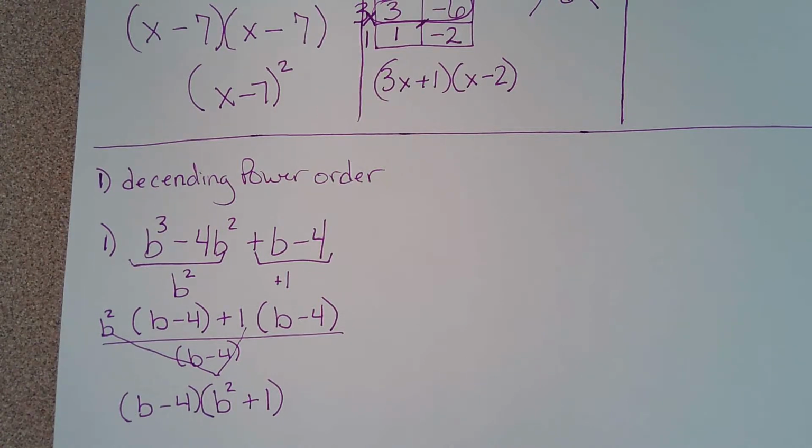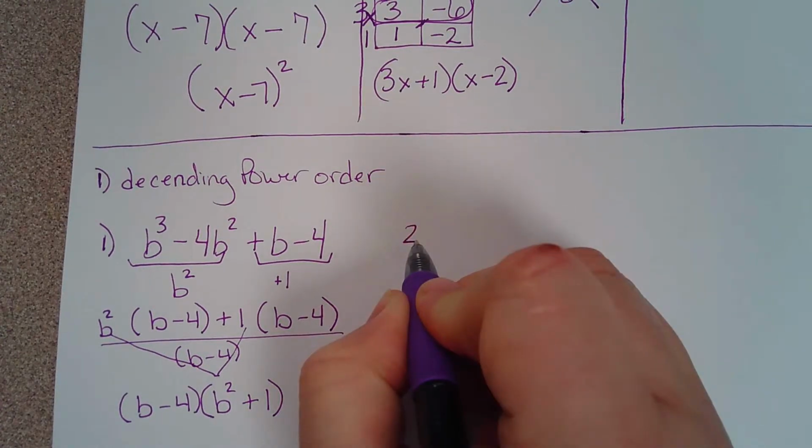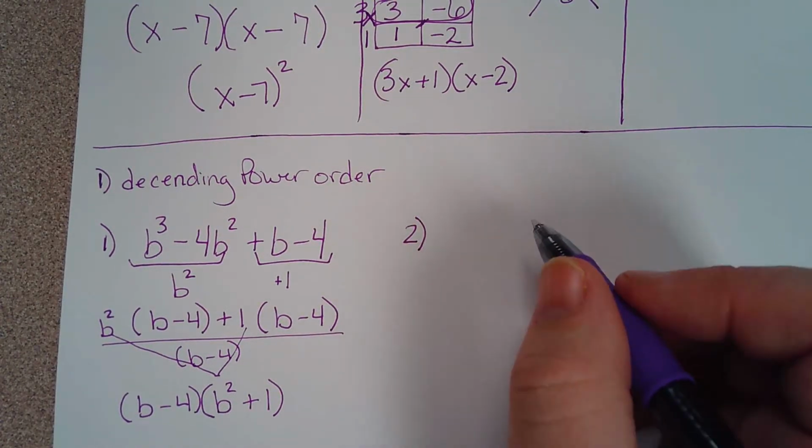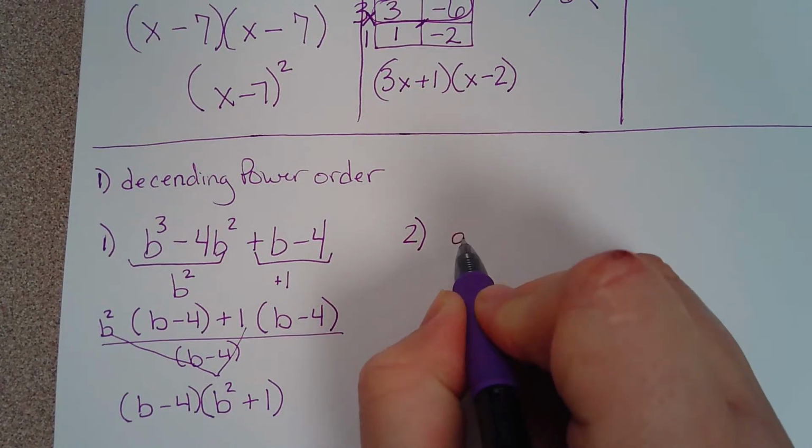All right, let's do another one, and then you should be ready to continue on. Number 2 was the one that I told you, if you didn't have descending powers, but it's already set up nicely for you.